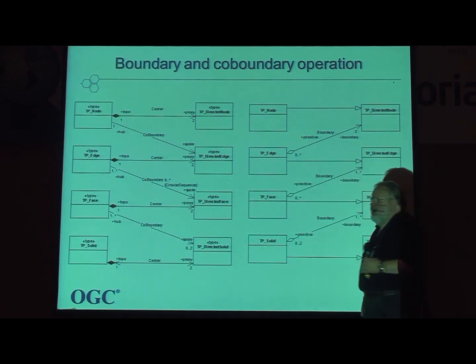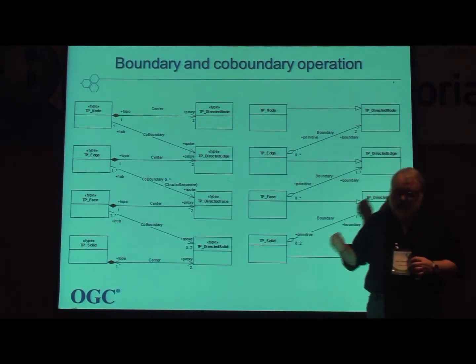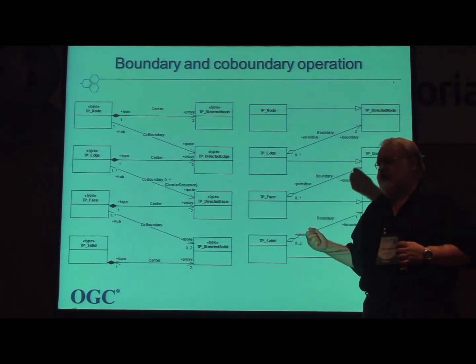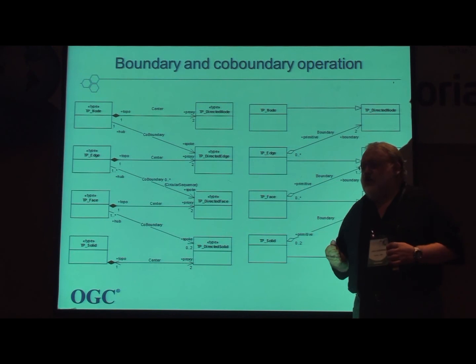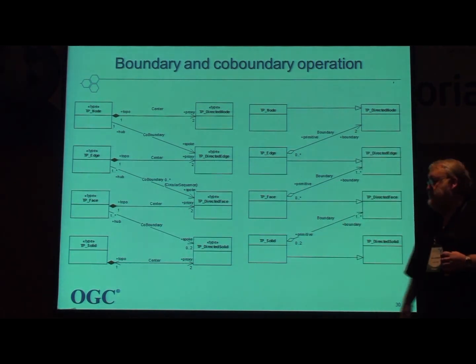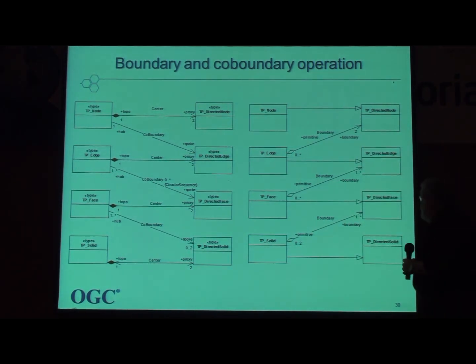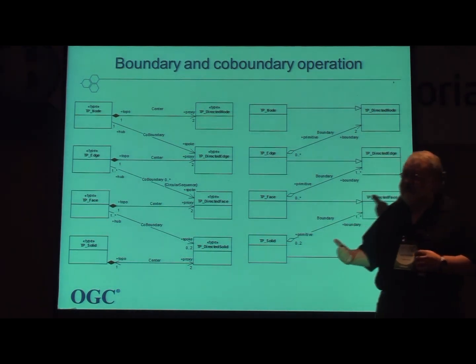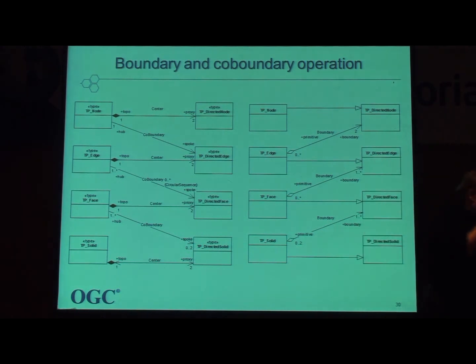So if you're talking about an edge and you say what are the 2 faces adjacent to the edge, you're talking about the co-boundary operator, going from the edge to things whose boundary contains the edge. And when you're talking about, let's say, a curve, and you say where does it start, where does it end, you're talking about the boundary of the curve. So they're boundary operators.